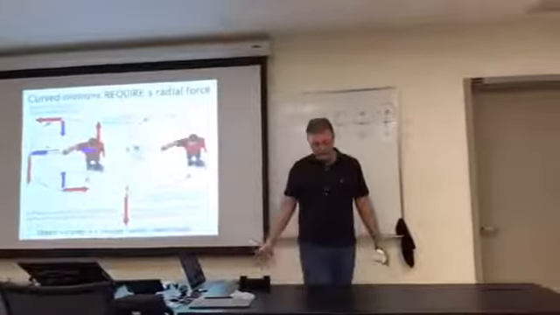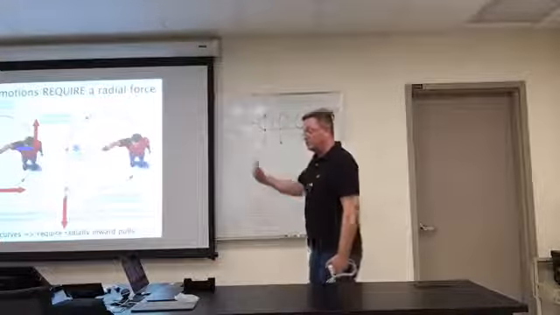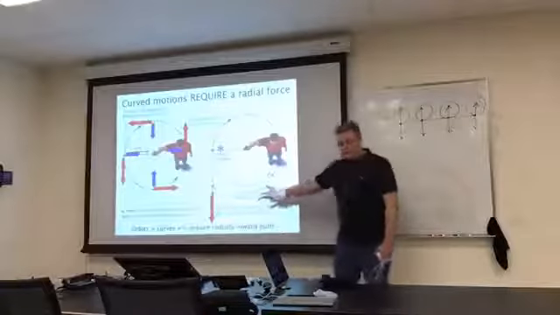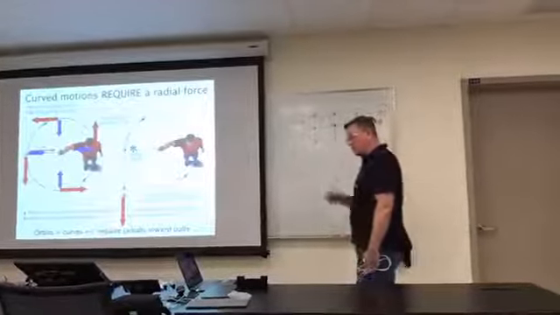There's no way around it. Something's going to turn, it's got to be shoved sideways, pulled sideways. And orbits are curves. So something's got to be pulling the orbiting object sideways to make it move in a curve.